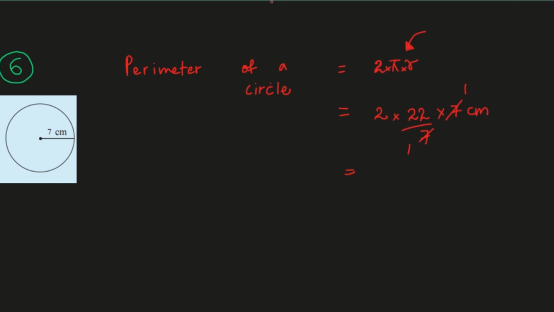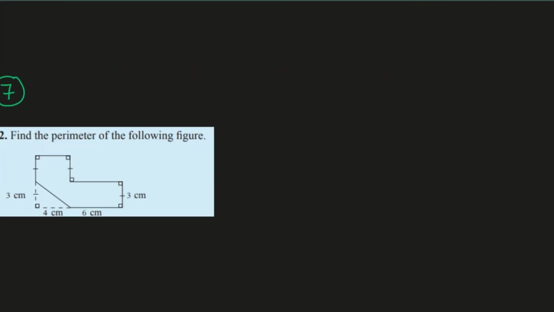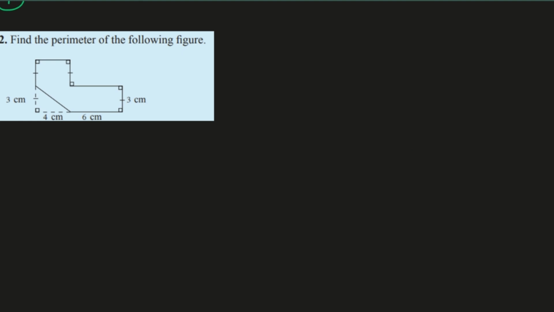Why did we divide each value by 7? Because this is the numerator and this is the denominator. So we can divide both the numerator and the denominator by the same value, which was 7 in this case. So the final answer, the perimeter, will be 2 into 22, it's 44. So the perimeter of this circle will be 44 centimeters. Okay, let's go to the seventh question, which is the final one.